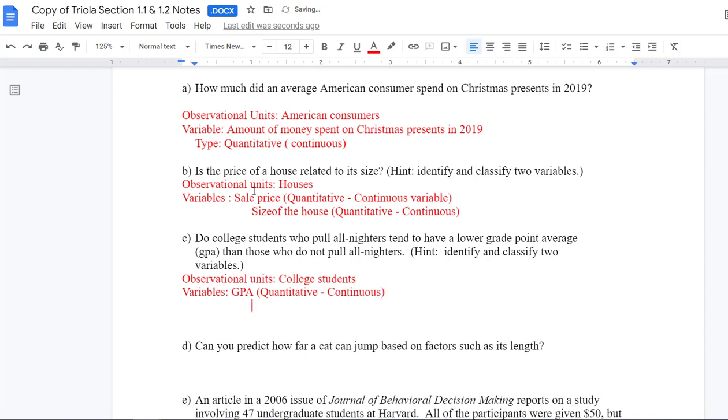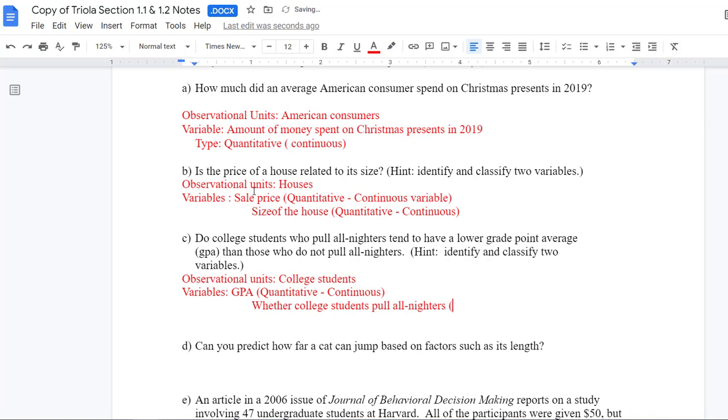What's the next variable? Do college students who pull all-nighters... you may have to read the question a number of times, and that is okay. Notice I keep reading it just to remind myself what is happening. So, do college students who pull all-nighters tend to have a lower grade point average than those who do not? So the other variable will be whether college students pull all-nighters. That's the other variable we're tracking.